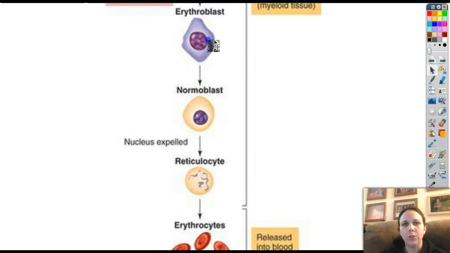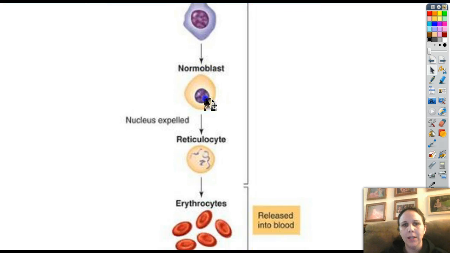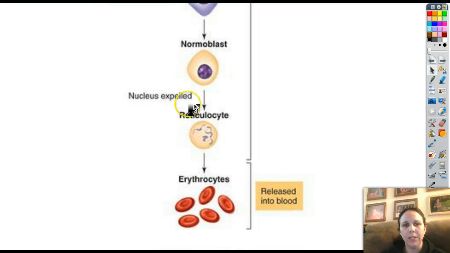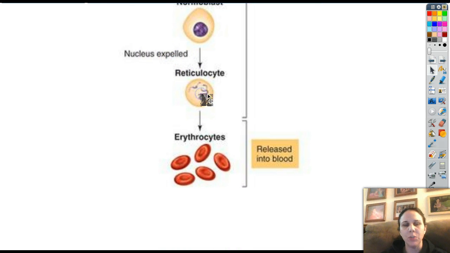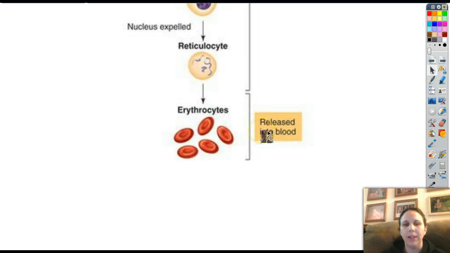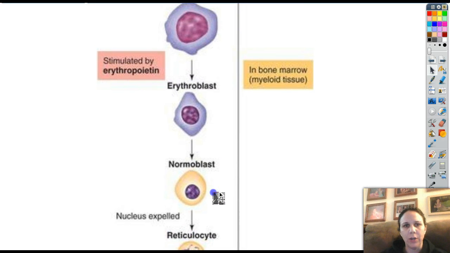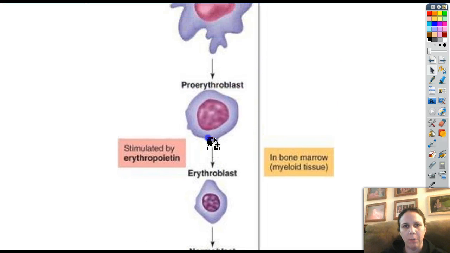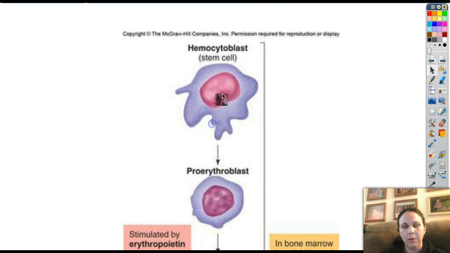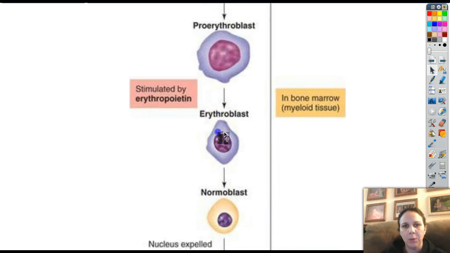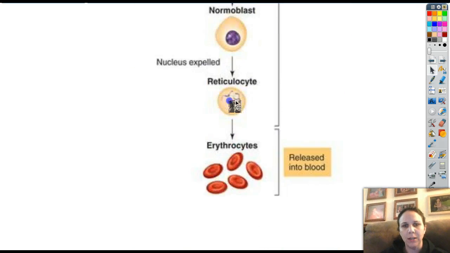Then he turns into a normoblast, and he pops out his nucleus and he turns into a reticulocyte, which contains a few organelles. After he gets rid of those organelles, then he looks like a normal red blood cell, and then finally gets released into the bloodstream 3 to 5 days later. Kind of crazy. So we have to come up with a way to remember the myeloid stem cell, and then the hemocytoblast, proerythroblast, erythroblast, normoblast, reticulocyte, erythrocyte.